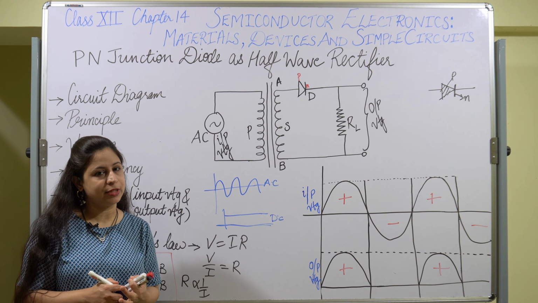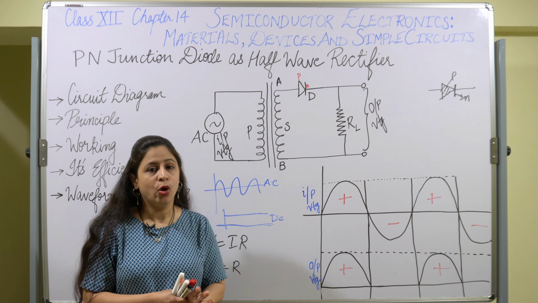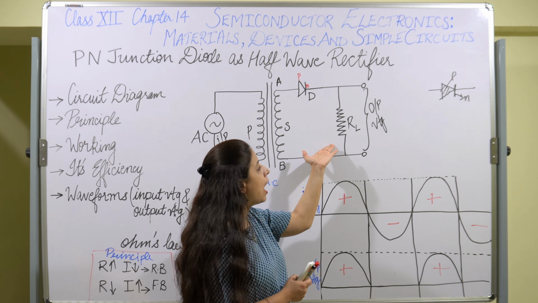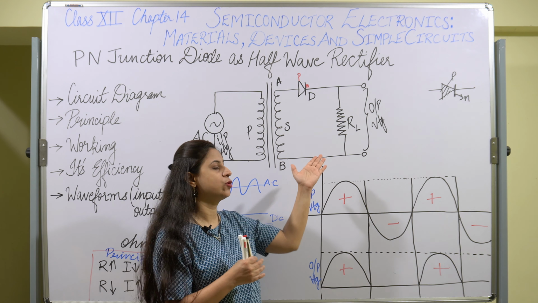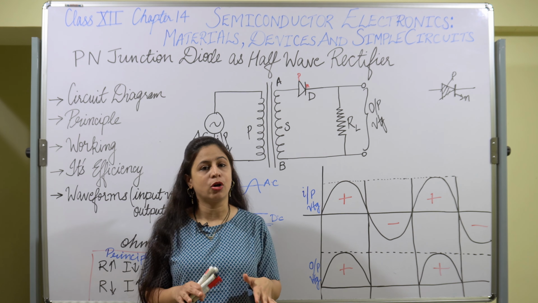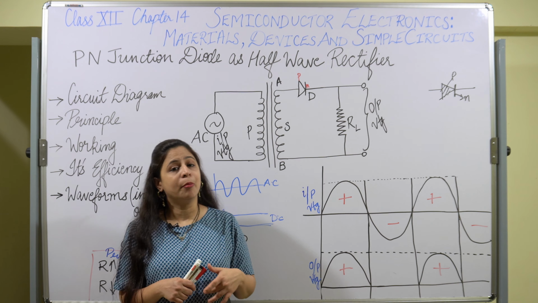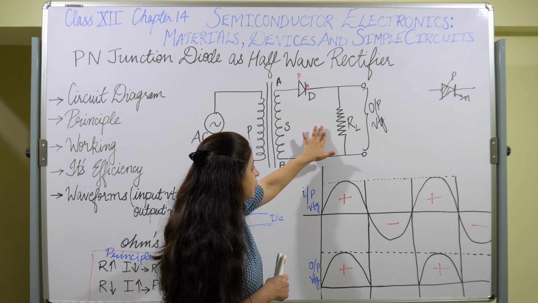So with the help of a rectifier. A PN junction might act as a rectifier. Here the load we have taken as RL. The load can be different also. It can be a resistive load, inductive load, or capacitive load. Accordingly, the waveforms change. But the load which we have taken over here is a resistive load.